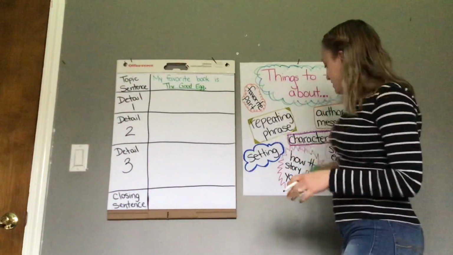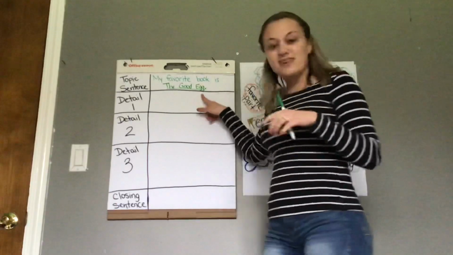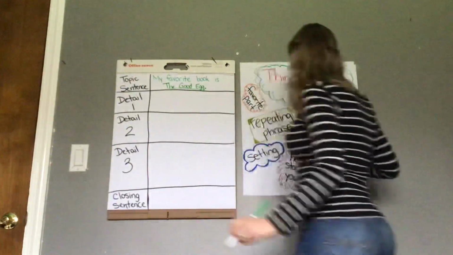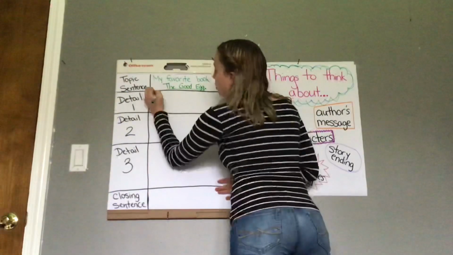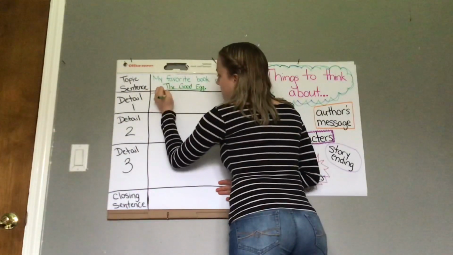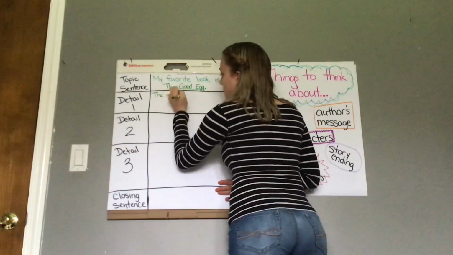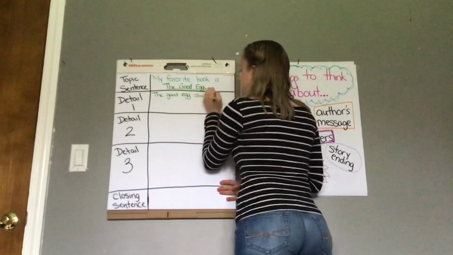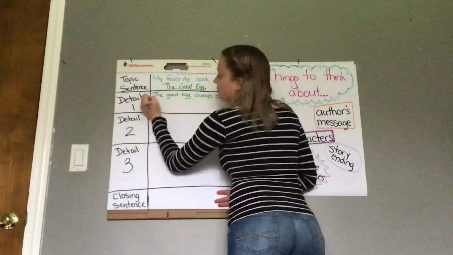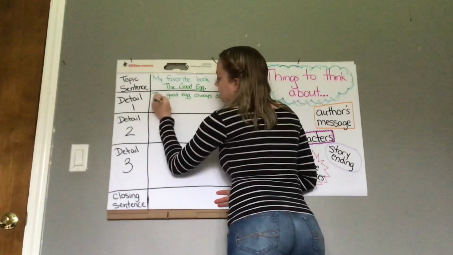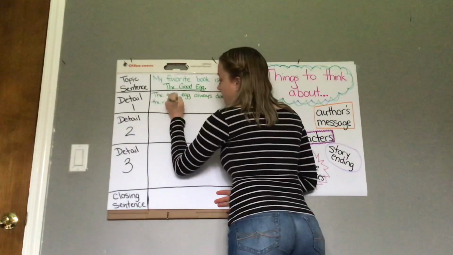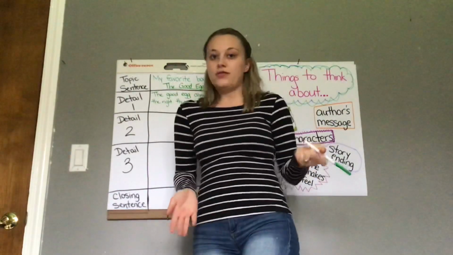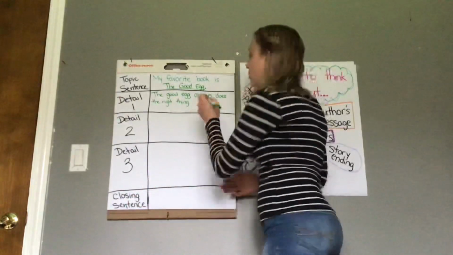So I'm going to look at this and think to myself, what made this book my favorite? So something is about a character. So The Good Egg always does the right thing. Now, I don't want to just say he always does the right thing, right? I want to tell you, for example.